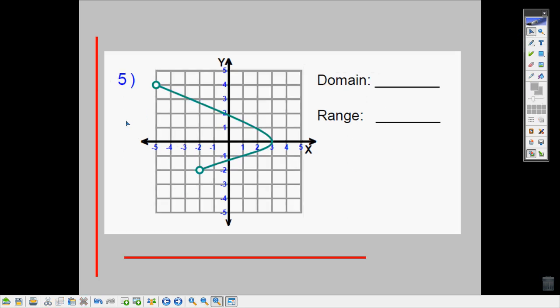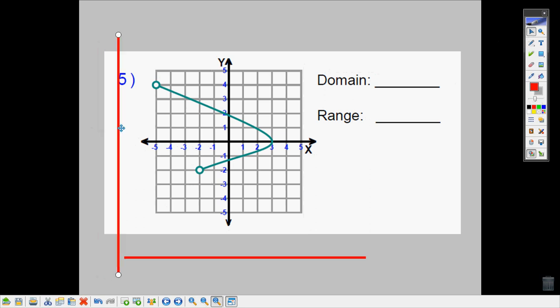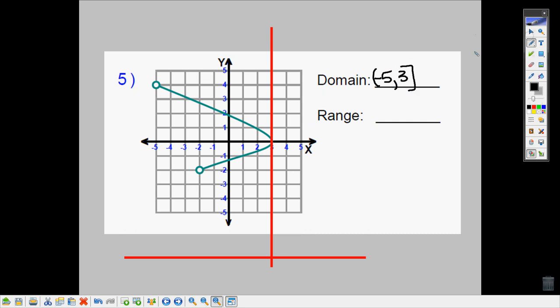Number 5, I'm going to come from the left for my domain. The first value that I touch is a -5, not included, open dot. We're going to continue on. Now, a lot of students will stop here because it's the end point, but that is not as far right as my graph goes, so I'm going to continue past until I get to the farthest right-hand point, which is when x is 3. And again, notice a nice smooth curve, no holes, no gaps. So it's going to be from -5, not included, open dot, to 3, included with a bracket.